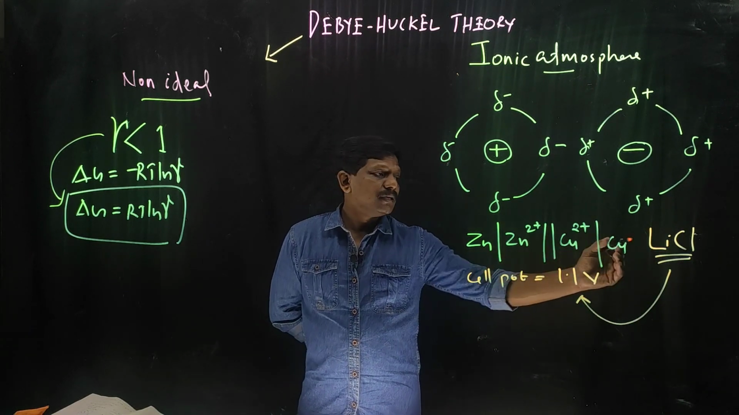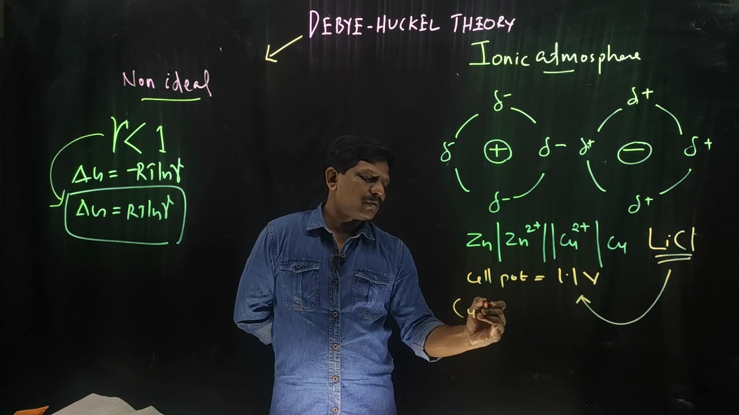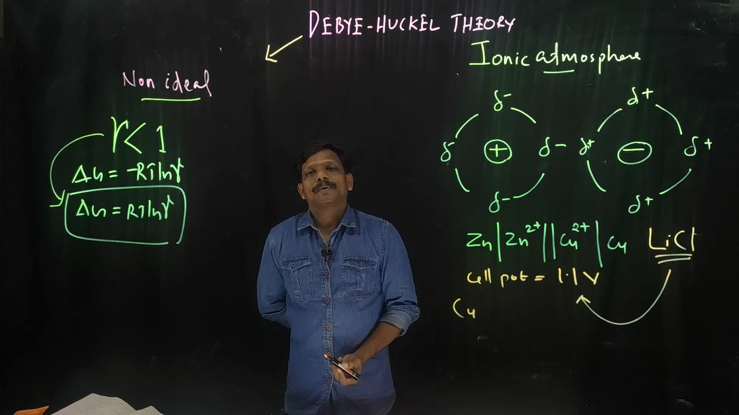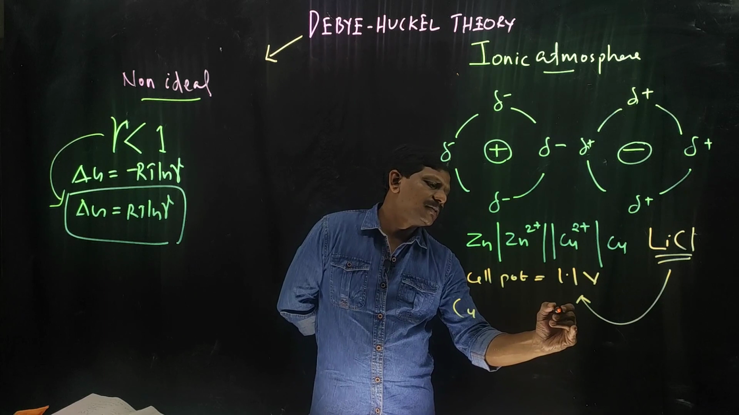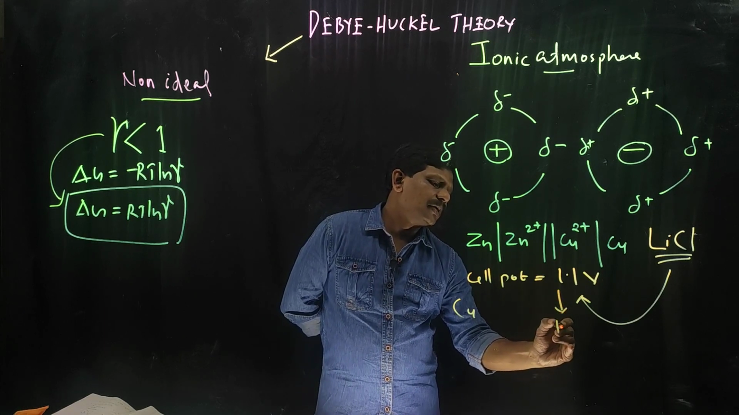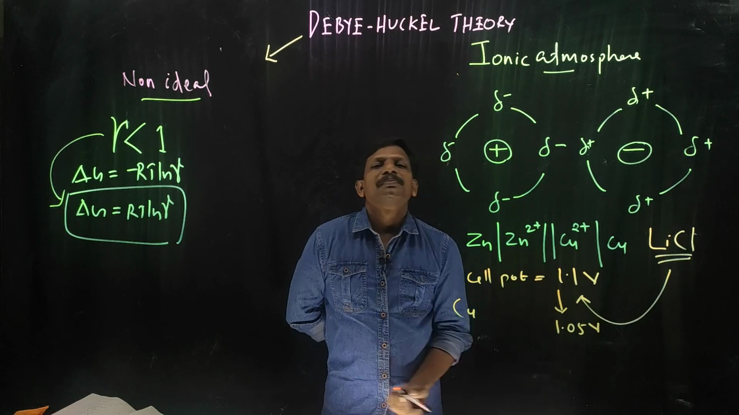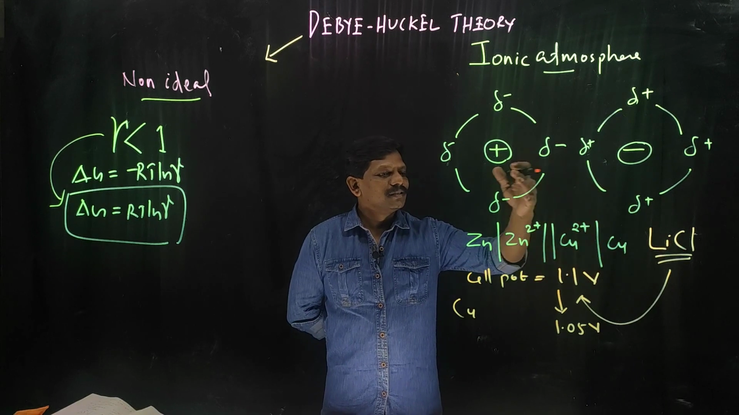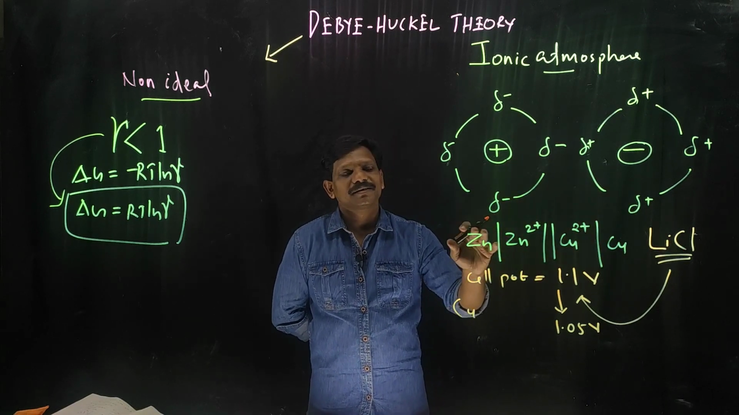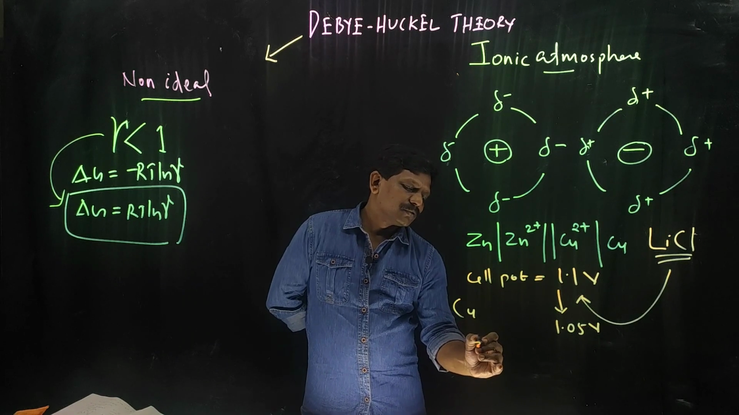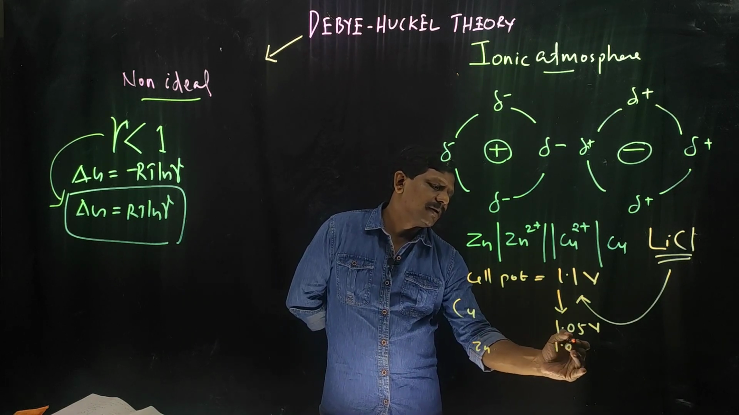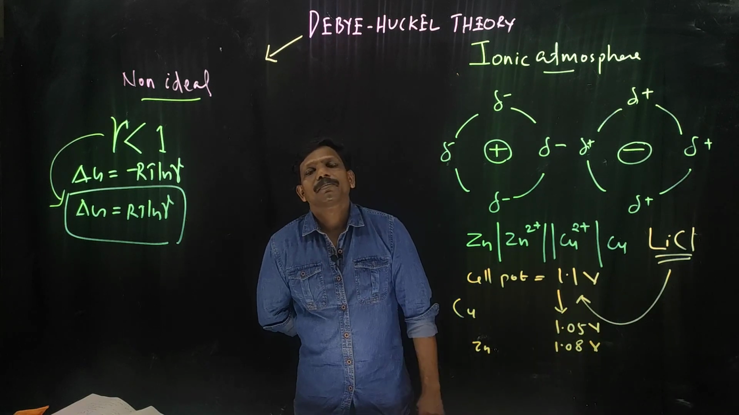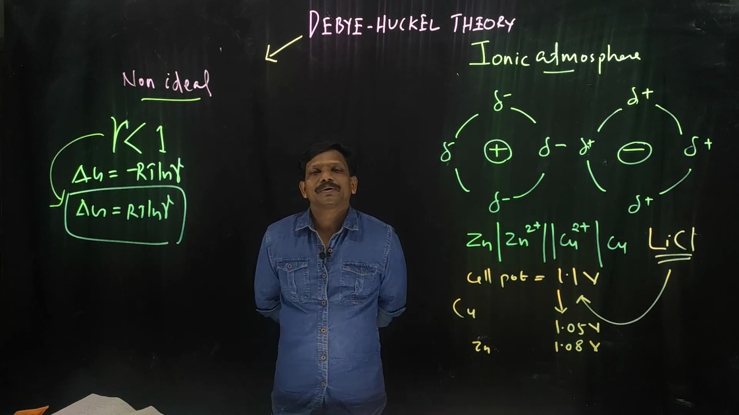What is the situation here? We have this copper compartment, and I am just adding a small amount of lithium chloride into it. What happens? The cell potential will decrease. It will become 1.05 volt. You can also add lithium chloride to the zinc compartment. Again it will reduce, but it is a little higher compared to the other compartment. It is still 1.08 volt, not 1.1 volt.